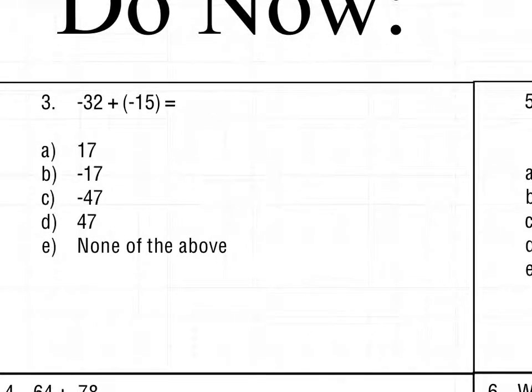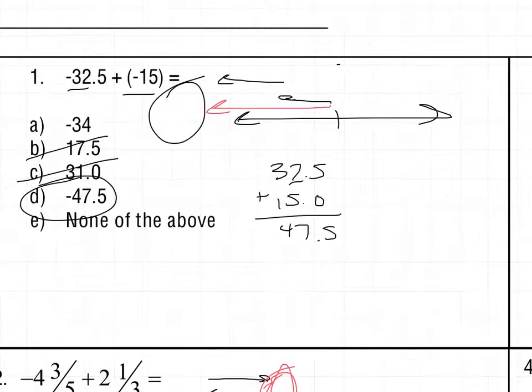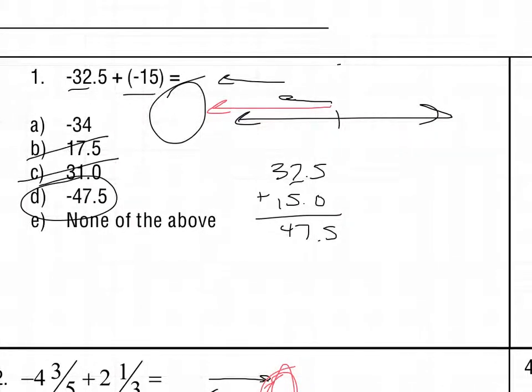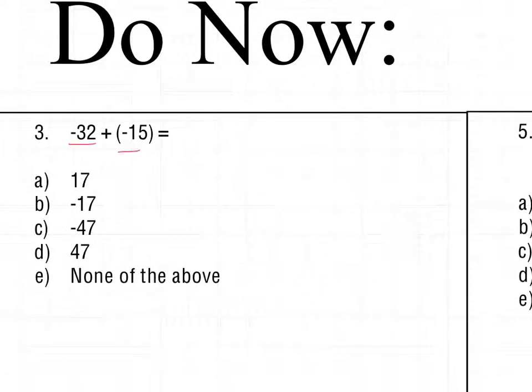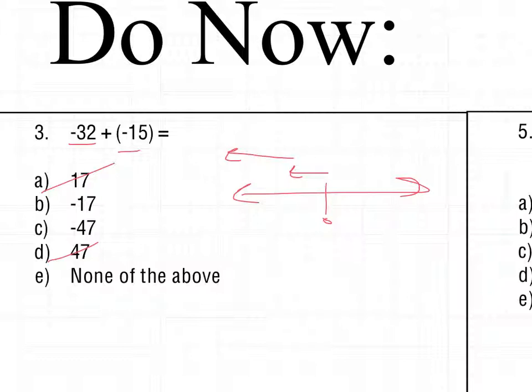Alright, looking here at this one's pretty simple and straightforward. We have a negative plus a negative, so this is like this problem over here, except it's just 32 and 15 instead of 32.5. So again, just a quick check on the arrow diagram. Should be two arrows going in the negative direction, giving me a negative answer. We're combining those arrows together to get the long resultant arrow, so we're going to get negative 47.